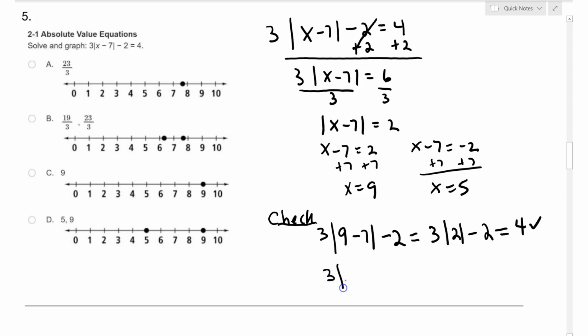So we have 3 times the absolute value of 5 minus 7, minus 2. 3 times the absolute value of negative 2, minus 2. And we know that the absolute value of negative 2 is 2. 3 times 2 minus 2 does give you 4, so that checks. So it's going to be 9 and 5, or 5 and 9.